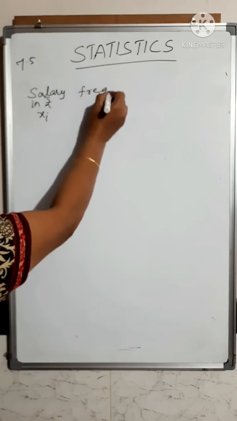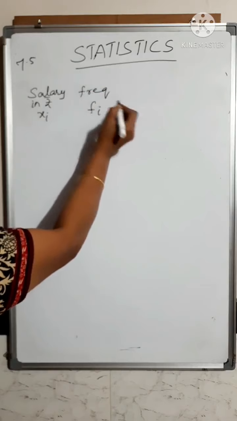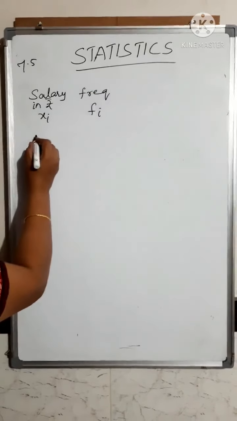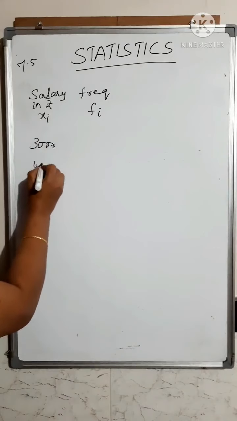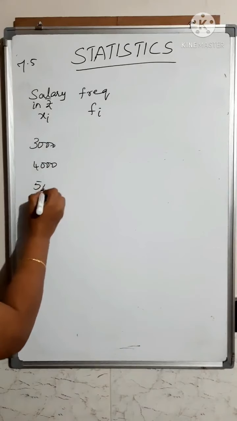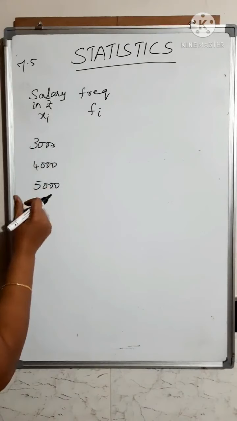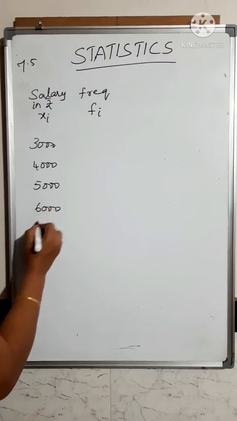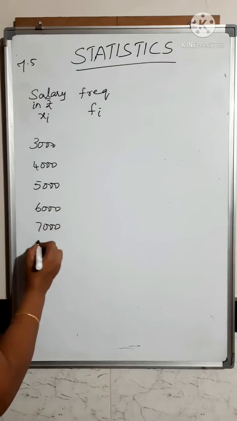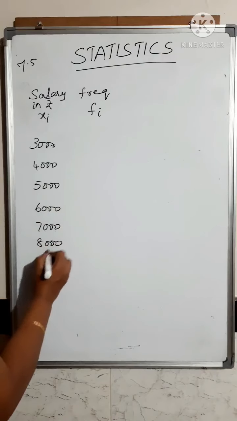I directly write frequency Fi. Then what are the numbers that you have got? You have got 3000, smaller one. Then you have got 4000, 5000, 6, 7, 8, 9. 6000 also is there, 7, 8, 9.